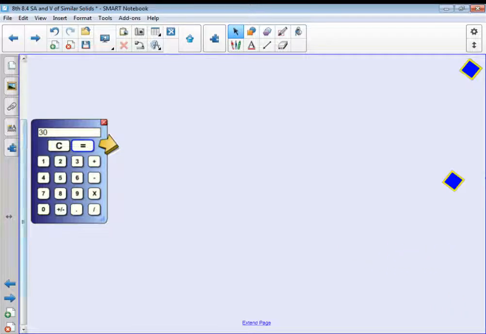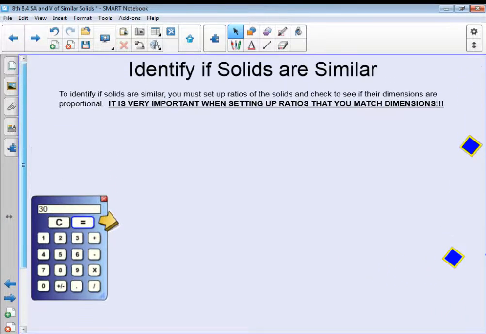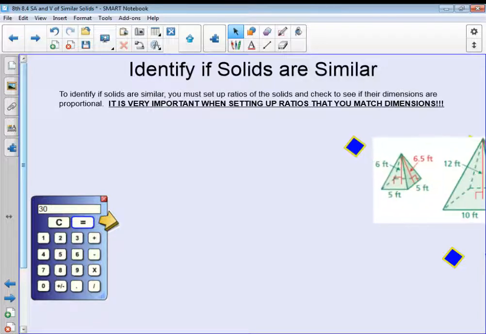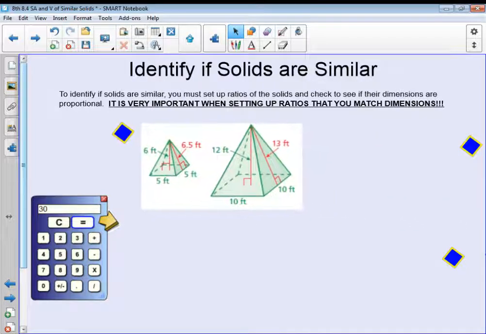And this works for all of our shapes, as long as we are pulling the same information. So here I have pyramids, and I'm just going to ask you, are these pyramids proportional? So we're going to pull our information and set them up. And I'll prove to you on this one that no matter what we pull, we should get the same answer.